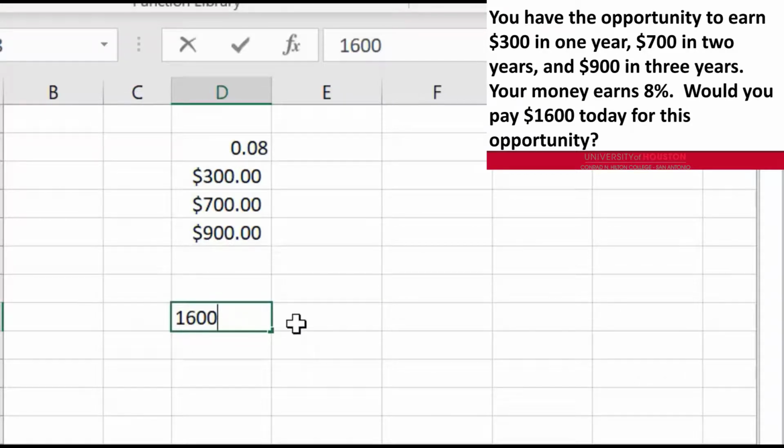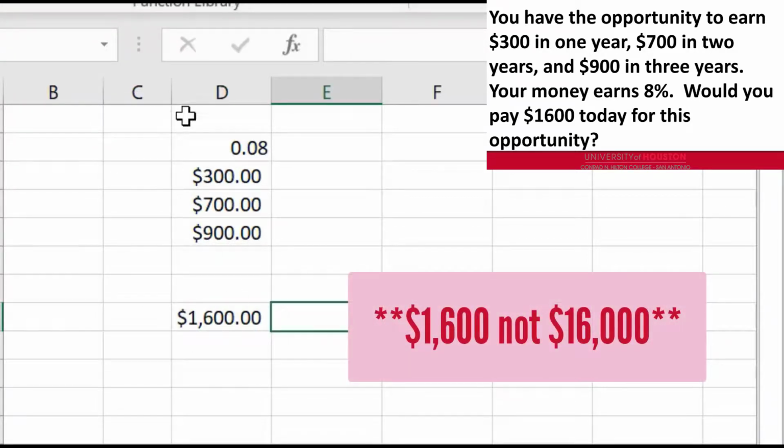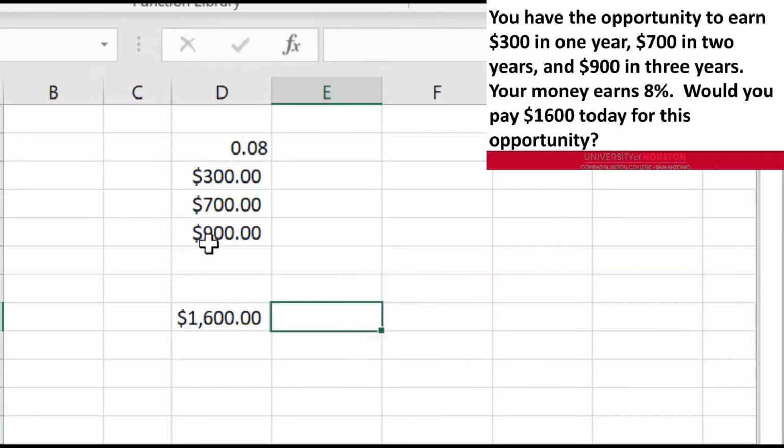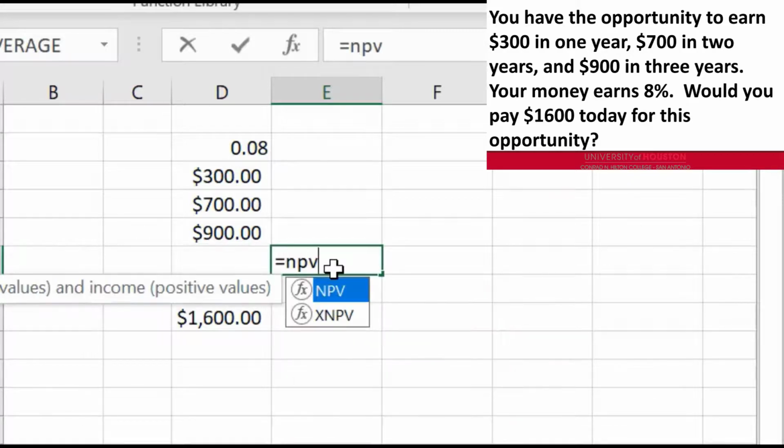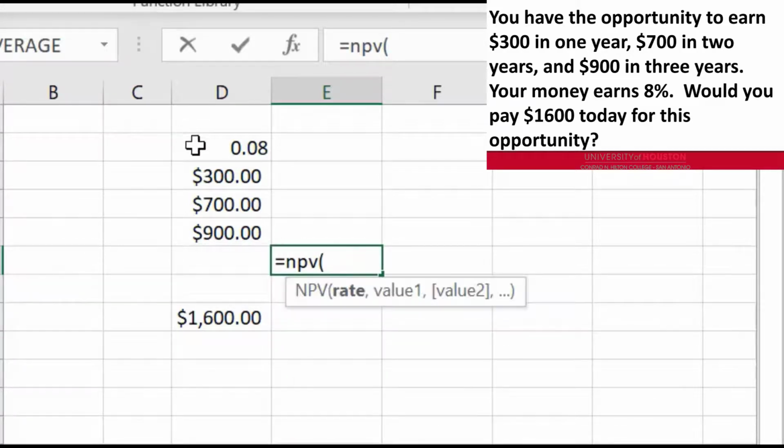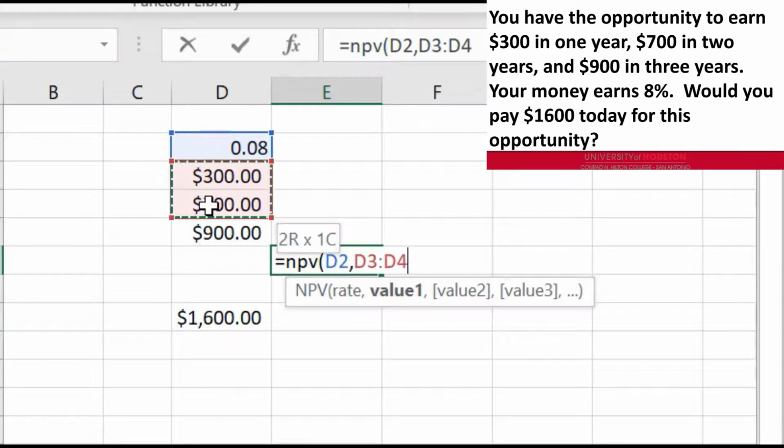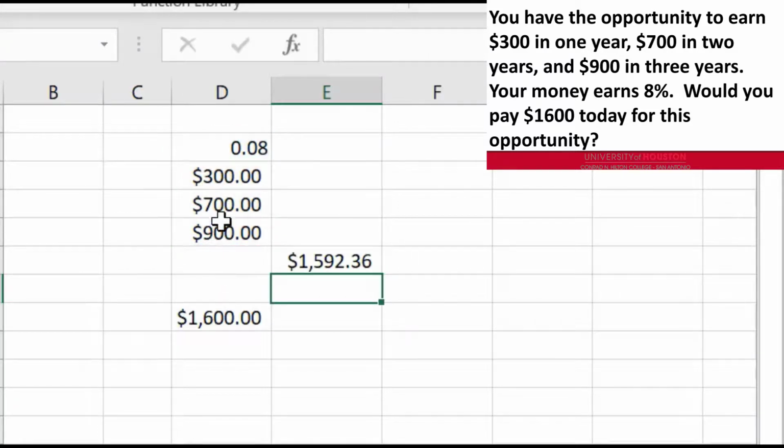We know how much $1,600 is worth today. It's $1,600. What we don't know is what this uneven income stream is worth in today's dollars. We can calculate an uneven income stream by hitting equals NPV. First thing it asks for is the interest rate, which I'm going to identify here in this cell as D2. Then it asks for the values. Instead of putting them in separately, I'm just going to highlight all 3. If I hit enter, I can get that this uneven income stream is worth $1,592.36 in today's dollars. I would not pay $1,600 for it because it is not worth $1,600.